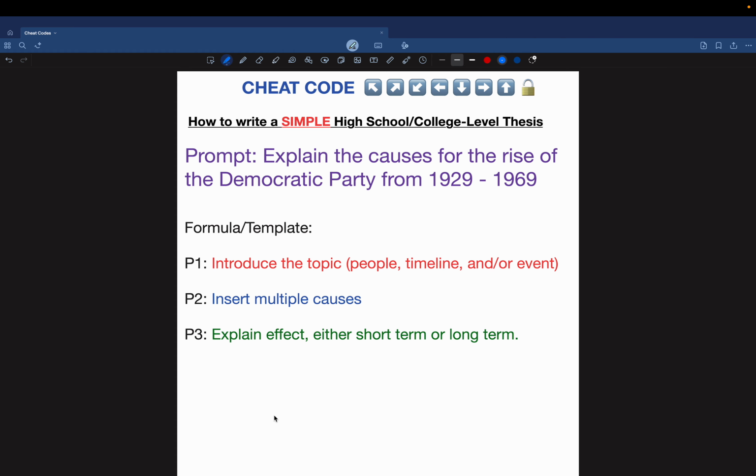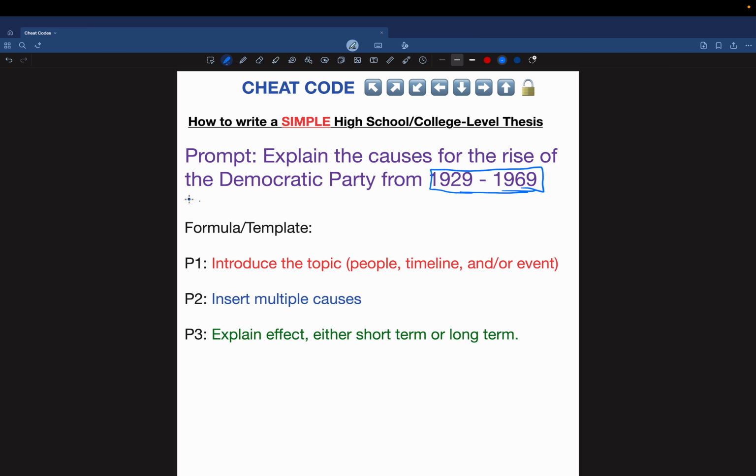So for my question here, I said explain the causes for the rise of the Democratic Party from 1929 to 1969. So that alone is going to set the frame for how we're going to think about this question. It's going to set the parameters, the timeline.